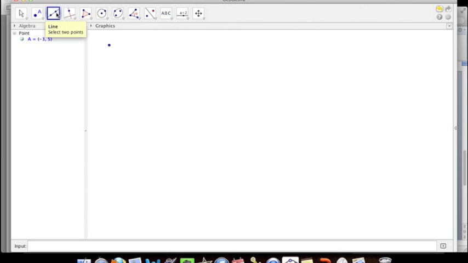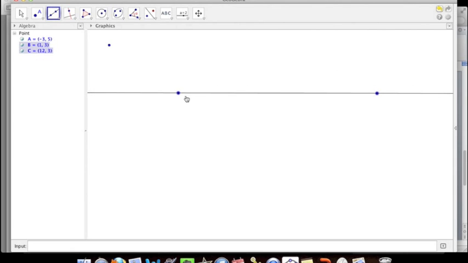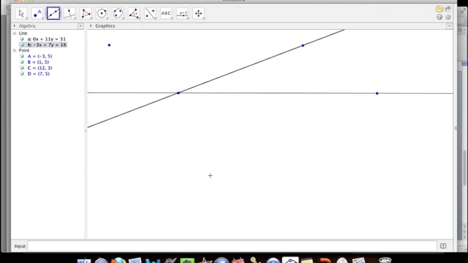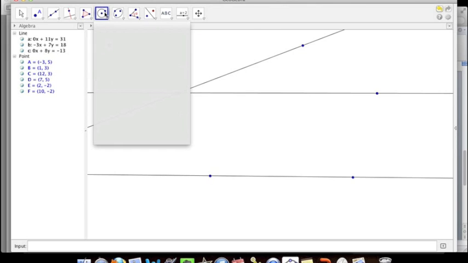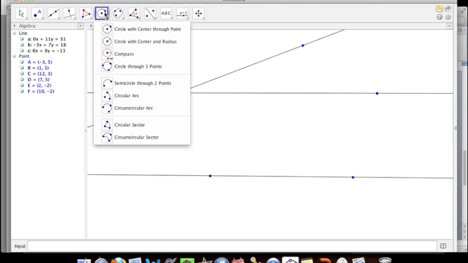So to do that, I'm going to grab my line tool up here, and I'm just going to make an angle. And then I need a line that I'm going to copy that angle down onto. Then our first step of copying an angle was to make a mark across our angle.